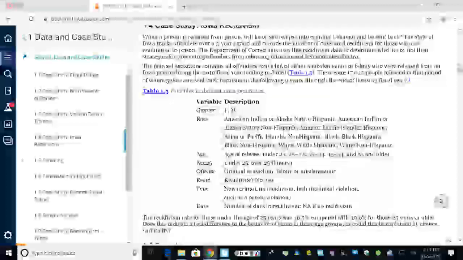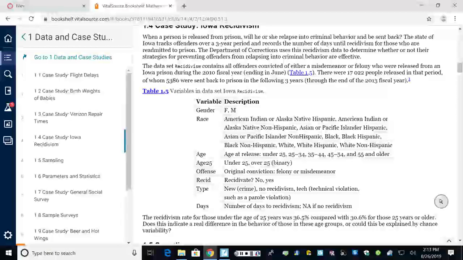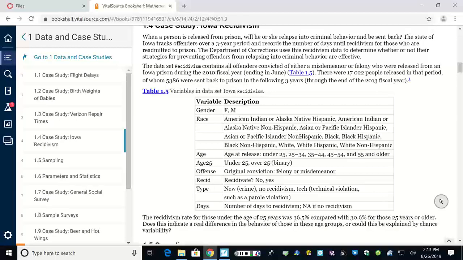This was in Iowa, people who were released from prison during the first half of 2010, and whether they were arrested again. Right? To recidivate is to be arrested again, yes or no, and these are the variables that are there. Right? Is there anything interesting in this description to think about?